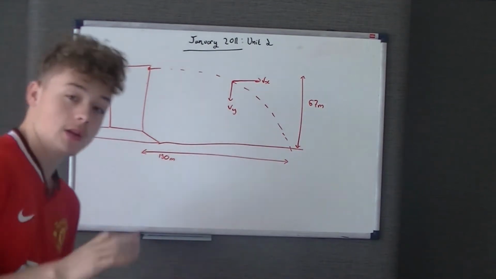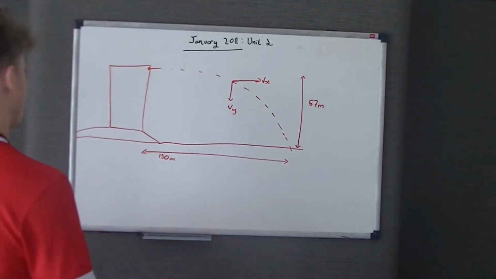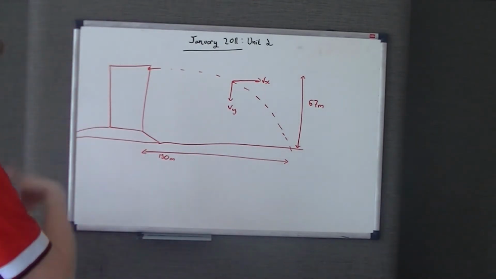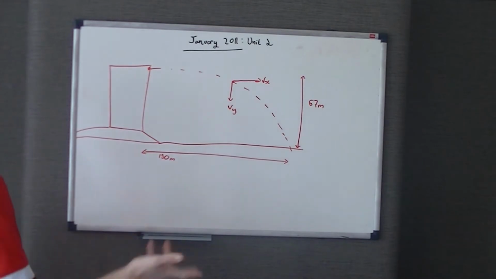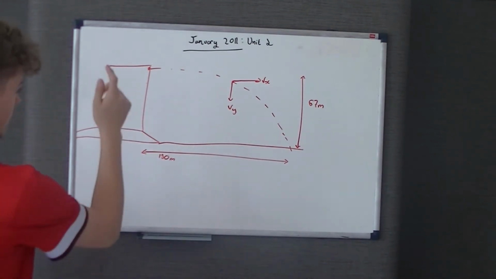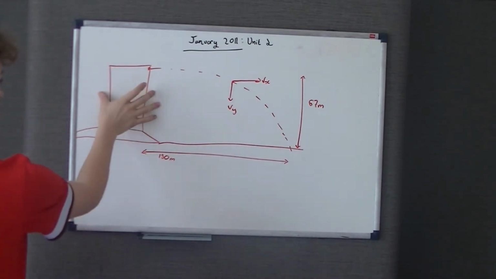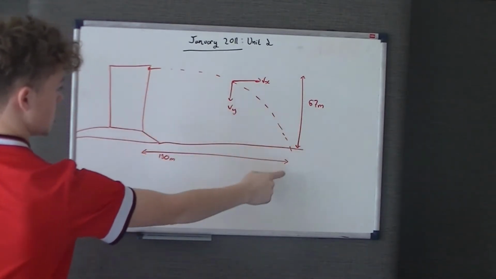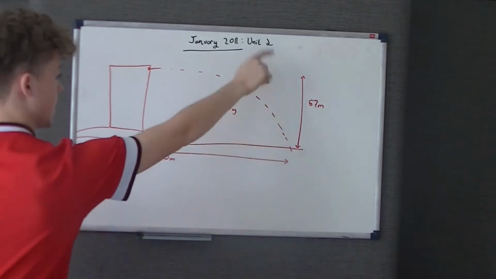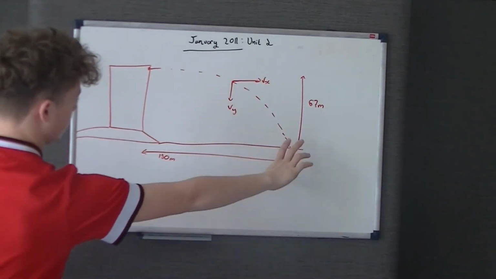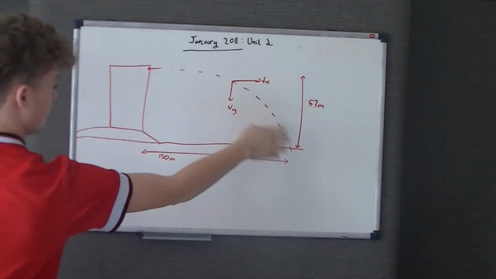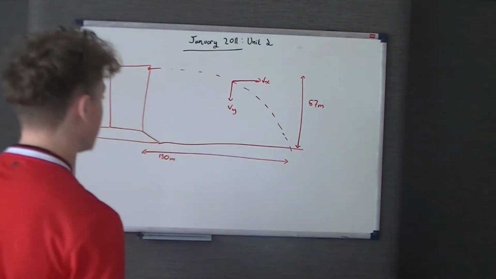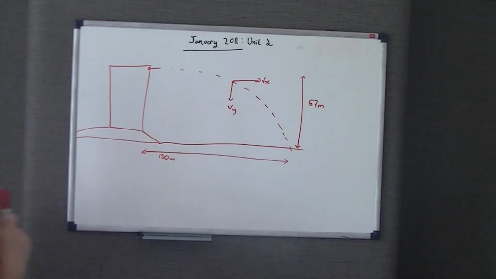So I've drawn a basic sketch of what you got in the paper. Obviously mine isn't as detailed because it's a quick sketch. This is meant to be the tower, the cannon going off there, hitting this ship. There should be a ship there. Height 67 meters. This is 150 meters. I've drawn Vx and Vy even, and it should get you what you need to know.